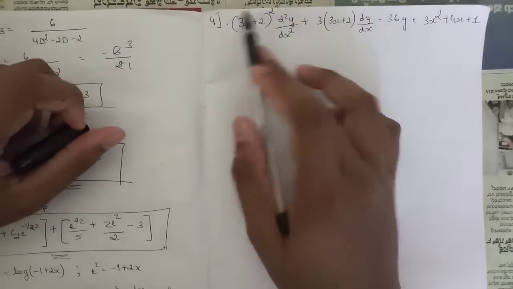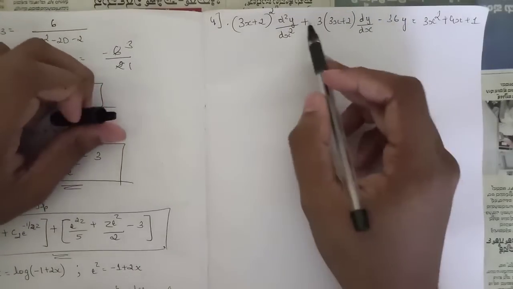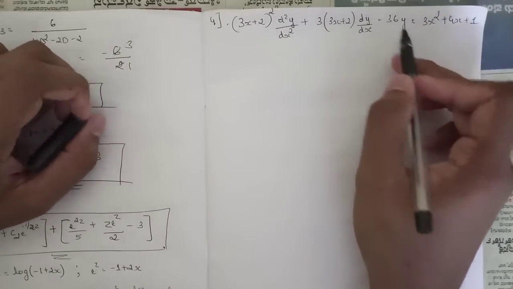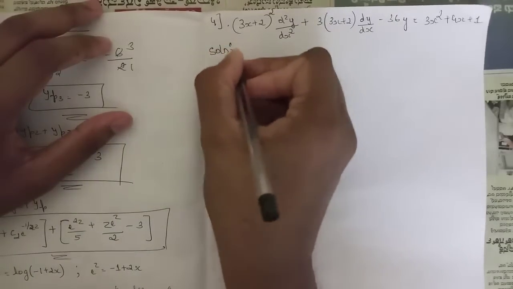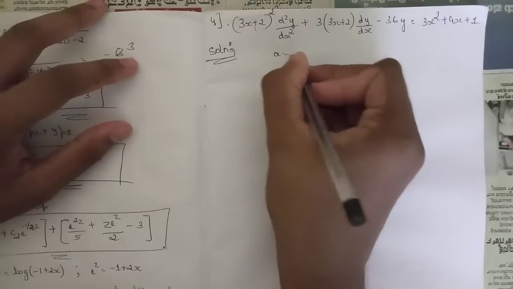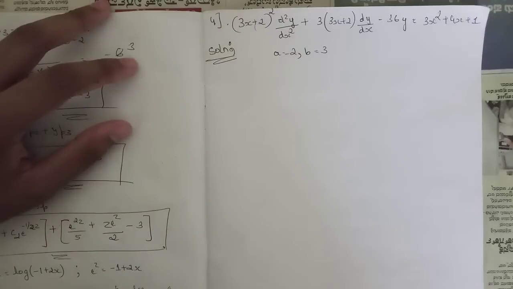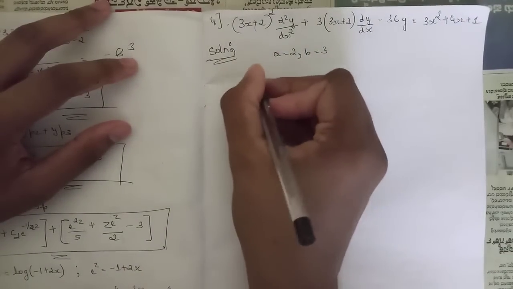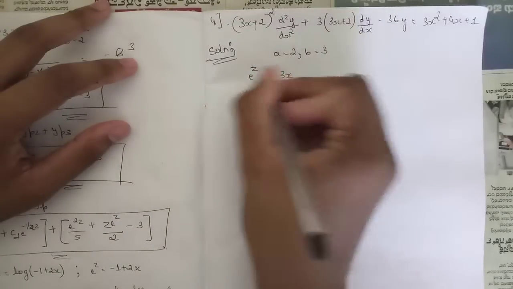So the question is (3x plus 2) the whole square into d square y by dx square plus 3 into (3x plus 2) into dy by dx minus 36y is equal to 3x square minus 4x plus 1. So this is again similar to the previous problem only. Yeah, so here the value of a is 2 and b is 3. Okay, so again we can write it as e power z, we can write it as 2 plus 3x, right?